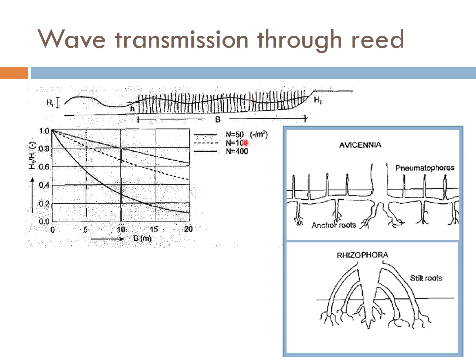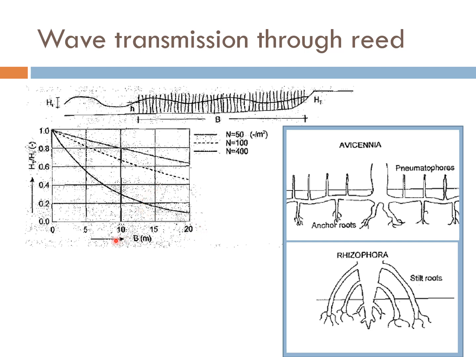We have, for example, 50 per meter square, 50 of this root structure per meter square, or up to 400 per meter square. So the higher the density, we notice that the transmission coefficient drops much faster compared to 50 or 100 over here.